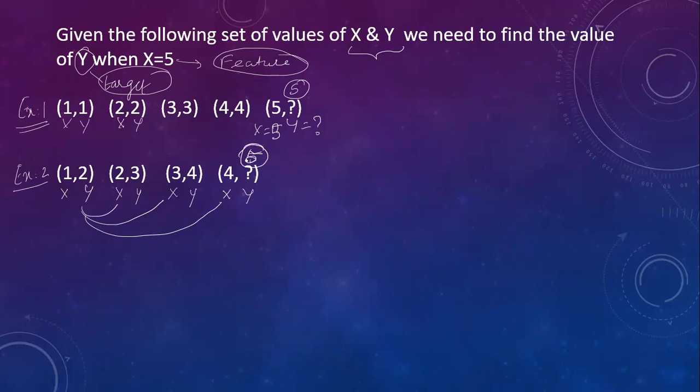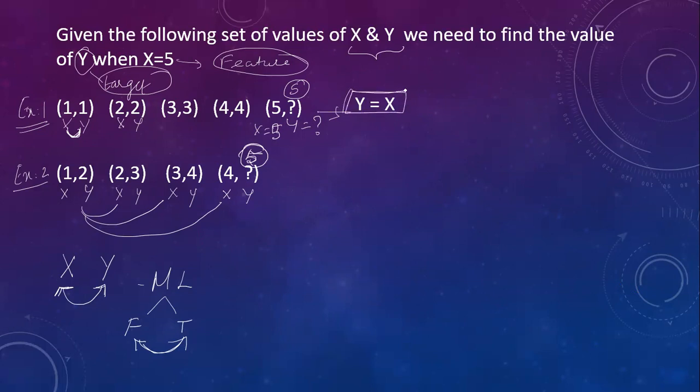So let me tell you what we are doing here. Actually, we are finding the relationship between these two variables. The two variables are x and y, and we are finding the relationship between these two. Same way in machine learning, we find the relationship between the feature and the target. This is the concept of regression. So let's see what the relationship is in example 1. This is the relationship between the target and the feature, that is, y is equal to x.